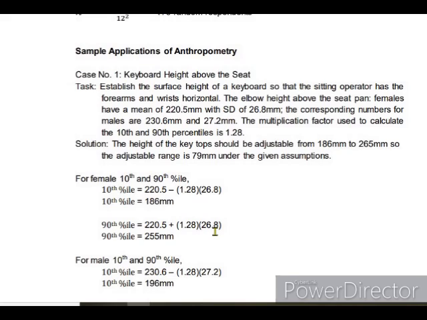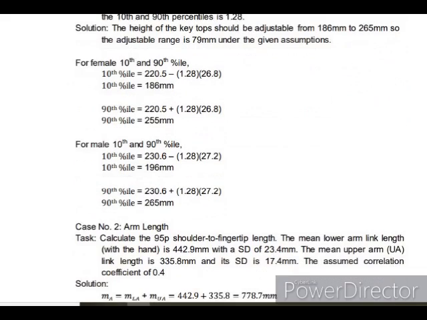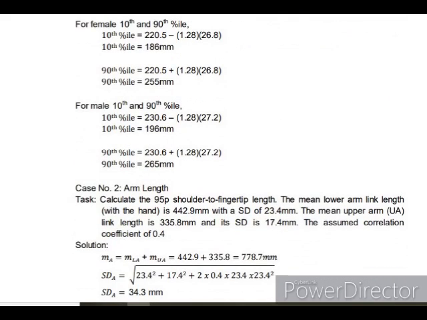So you notice, guys, that when it comes to the 10th percentile, it is subtraction. Okay, and when it comes to the 90th percentile, it is addition. Okay, so take note of those computations.